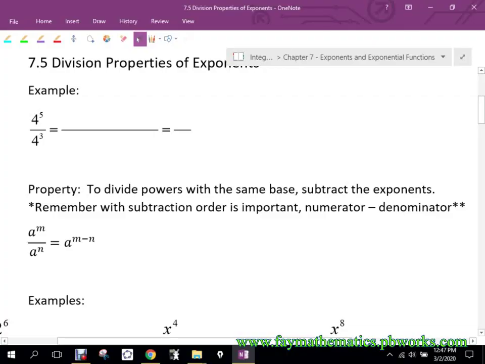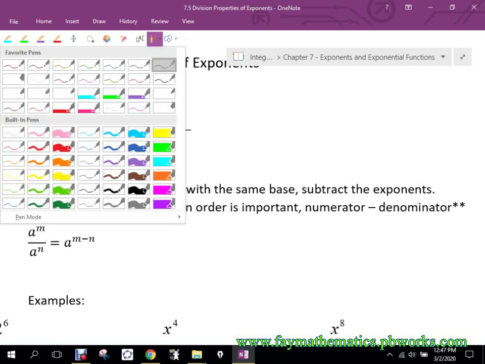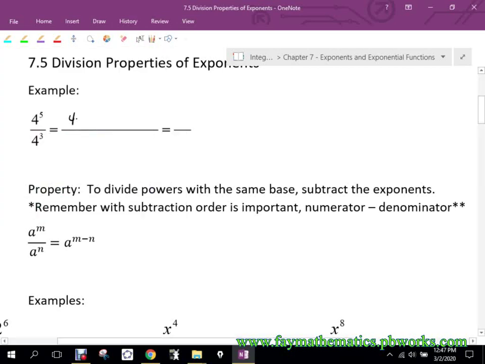The fifth mean? 4 times 4. Okay, good. So we got 4 times 4 times 4 times 4 times 4, right? Okay. What does 4 to the third mean? 4 times 4 times 4. 4 is 3 times. Okay.